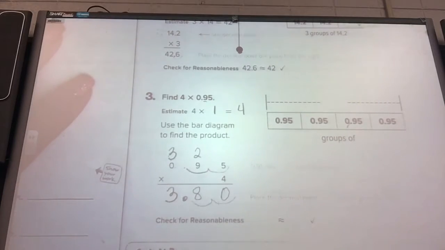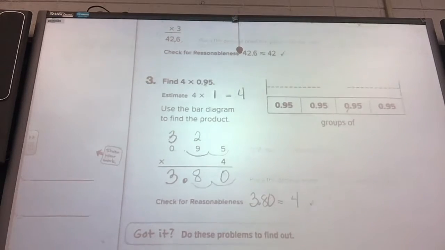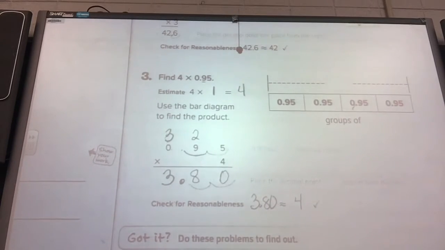So our actual, if we go over 2, our actual is 3.80. Is 3.80 close to 4? Yes, it is. So that tells you you are right. Now, if you would have done like 7.6, is that close to 4? Absolutely not. So that tells you it's not right.